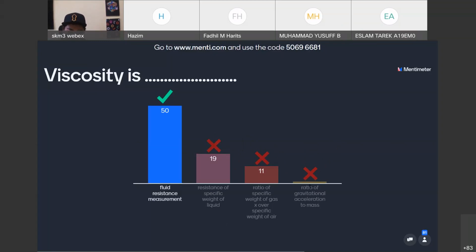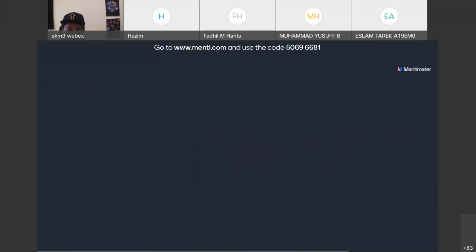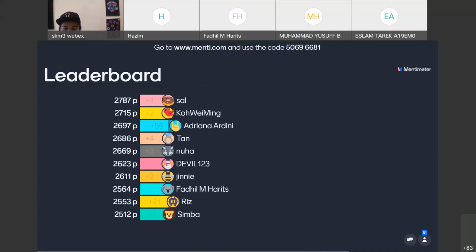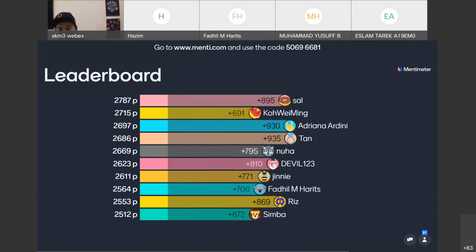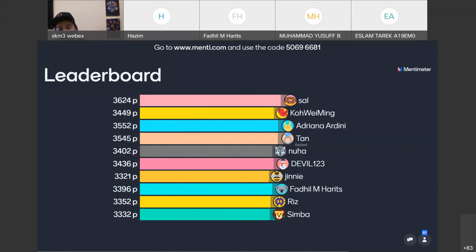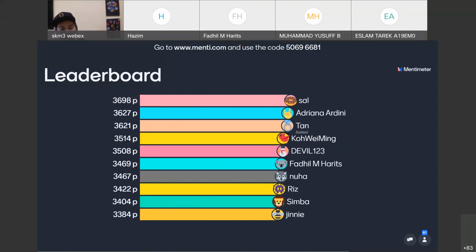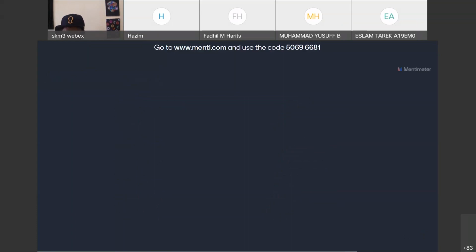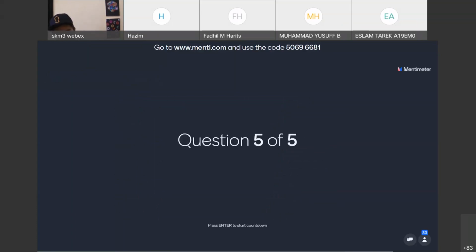Who is the fastest and the top one? Let's see. Okay, we can see Adriana, I think. Sal still number one. Congrats. And then we have Tan, the fastest one. Adriana, number two. Okay, Ginny comes to top 10. Good. Finally, who will score the winner here?